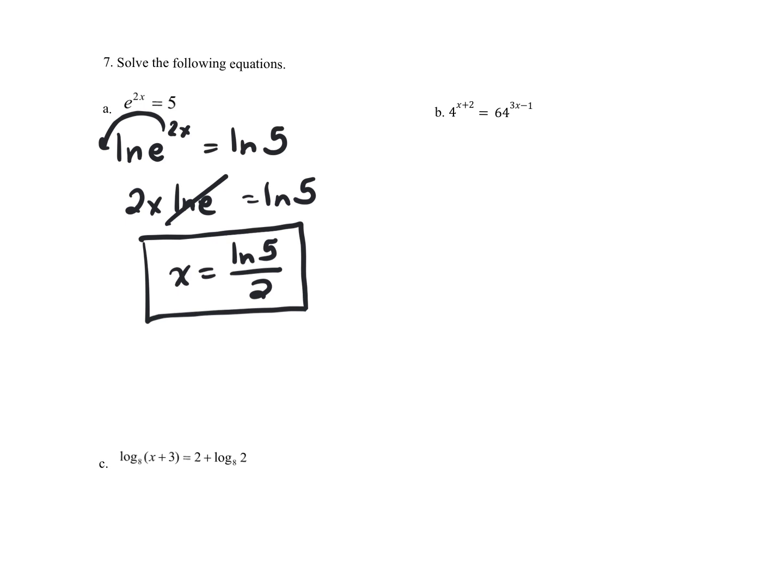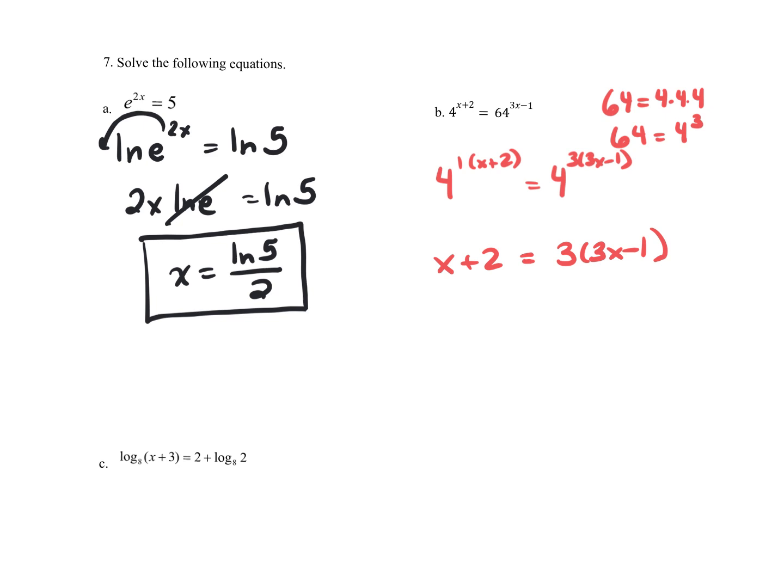Now for b, you could certainly do this one a similar way. You could take the logs of both sides, but there's a much simpler way to do it. Because remember, we love to get the bases the same. And 64 is just 4 times 4 times 4. So 64 can be written as 4 to the third, and we already have a 4 on the other side. Really simply, if you can get the bases the same, this makes life much easier. So you get 4 to the x plus 2 equals 4 to the 3 times 3x minus 1. Since the bases are the same, you can just set the exponents equal. And now this is just a linear equation, no quadratics, we just have to solve it.